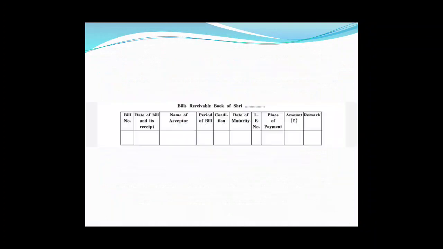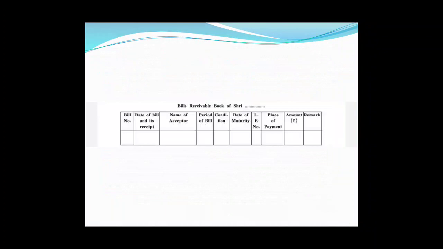Next, this is the specimen of the bills receivable book. Bill number, date of bill and its receipt, name of acceptor, period of bill, condition, date of maturity, LF number, place of payment, amount, and remark. So basically the columns themselves say what to write. Every bill will have its number, so the bill number will be written in that column. Date of bill and its receipt will come in that column: on which date the bill was drawn and on which date it was signed.